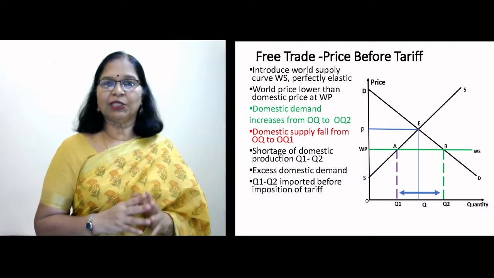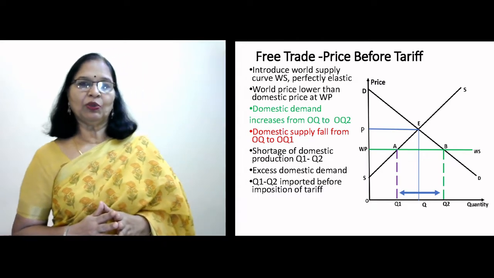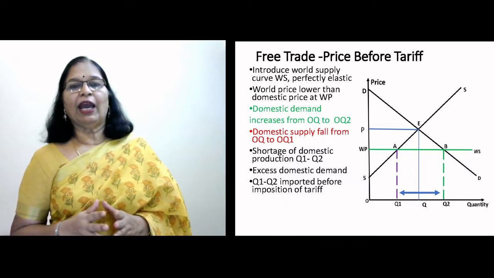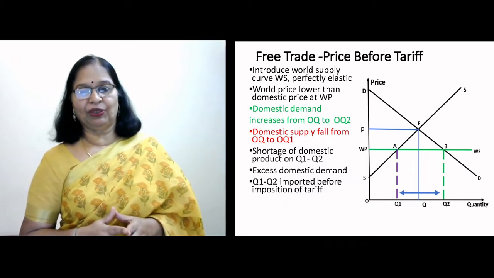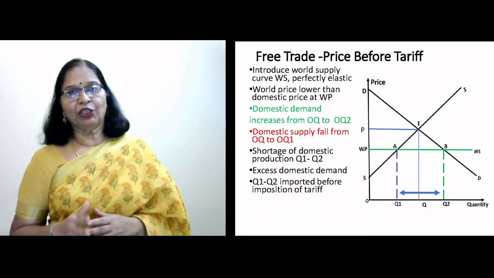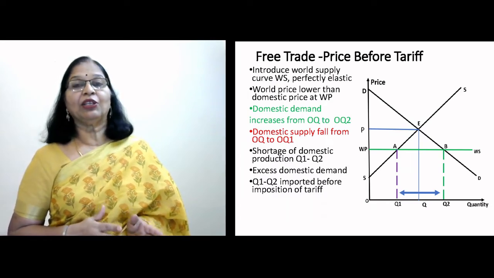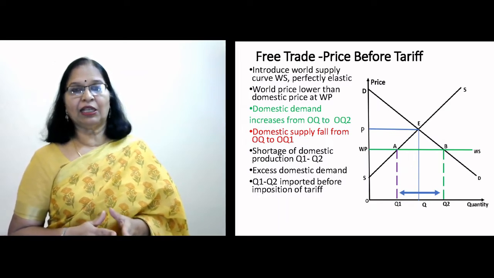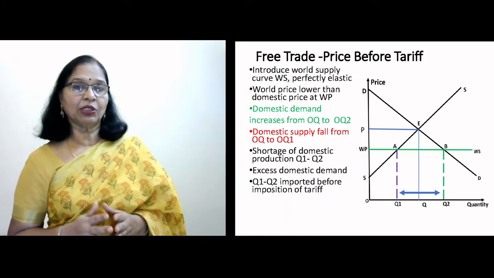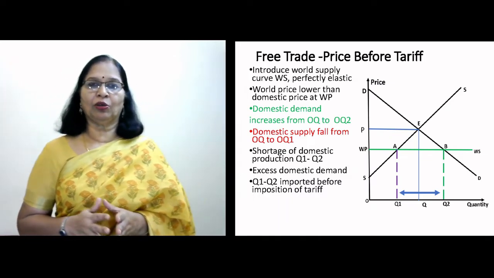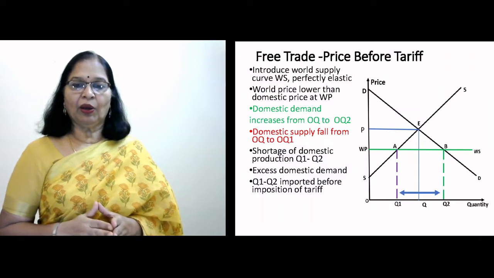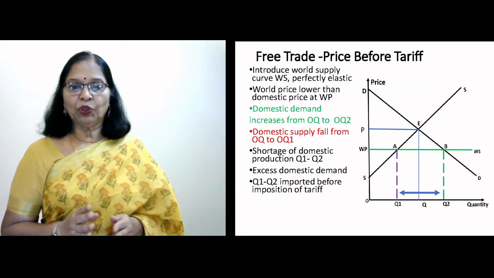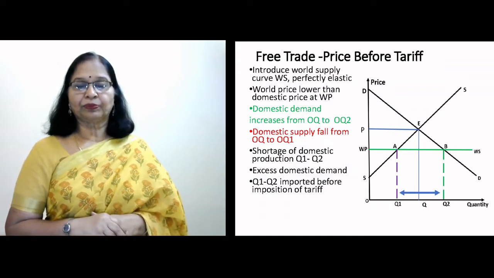Now, the producers would just behave the opposite. What happens to the producers? Producers are not able to compete in the market at such a low price and are therefore forced to reduce their production. So their production, instead of being at OQ, moves towards the left, to OQ1. The price WP is much lower than the domestic price, so it is not competitive for the local producers to produce. So they produce less; they move from E to A, or from OQ to OQ1.